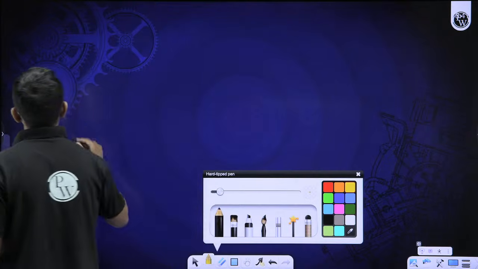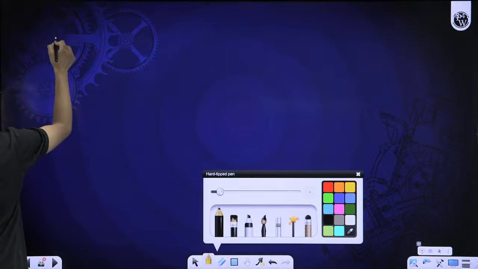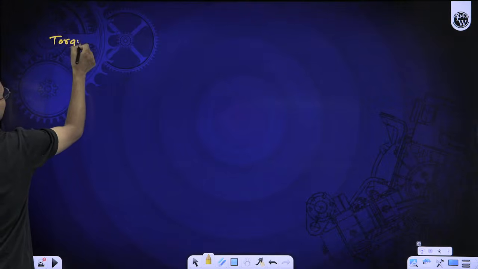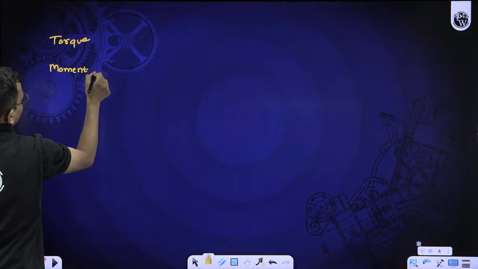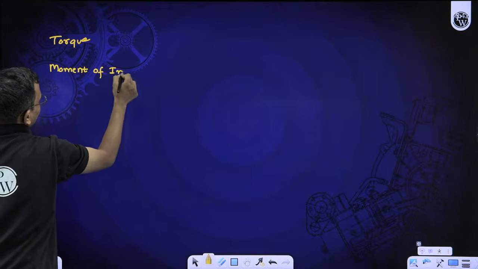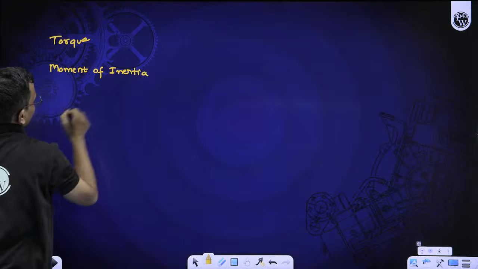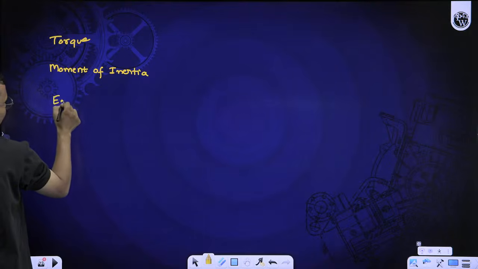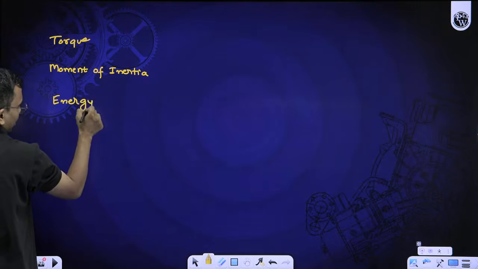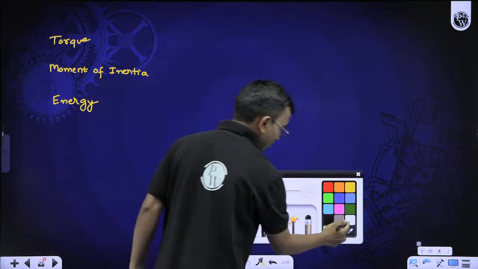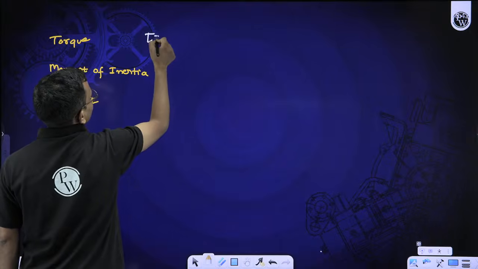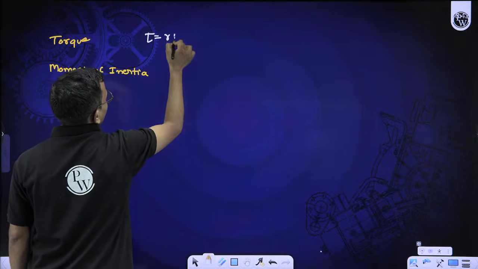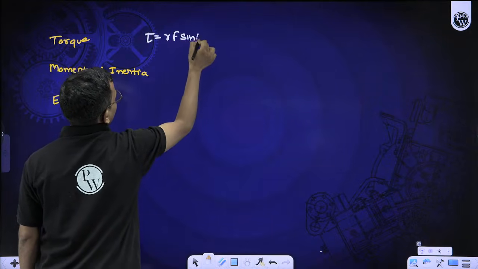You may take a few more. You can take maybe torque, moment of inertia, energy. Let's do at least a few. I'll not be able to take the complete list. So for torque, I'll give the formula. Torque is equal to r cross F, or you can write that as just the magnitude r F sin theta.